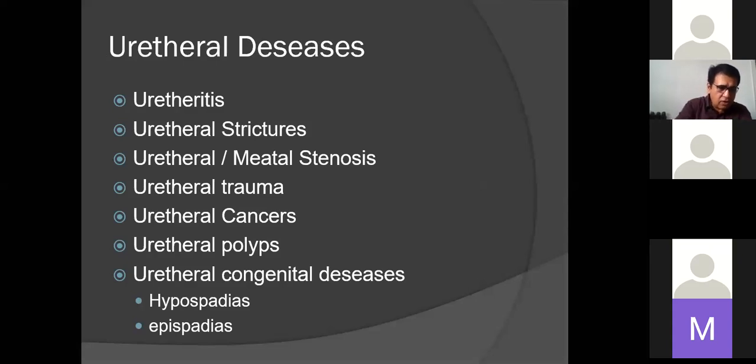Now, after anatomy and physiological stuff, the main diseases that we see in the urethra are urethritis, the infection of the urethra; urethral strictures, the commonest disease in the department of urology; and urethral meatal stenosis. Urethral trauma, urethral cancers, and polyps are very rare diseases. In all of my 10 or 12 years of experience, I've only seen one patient with urethral cancer.